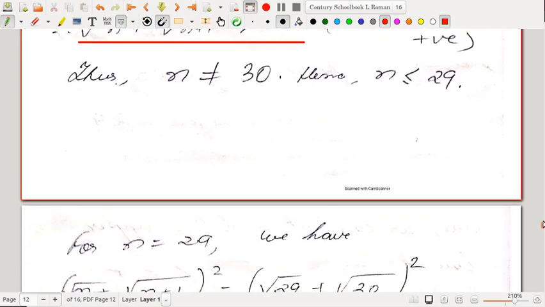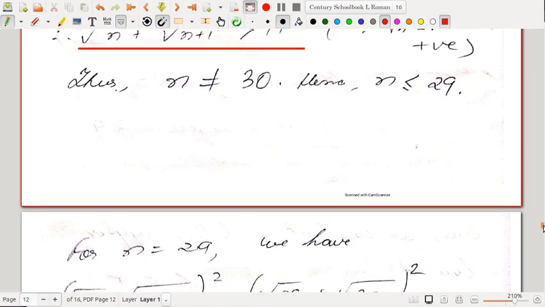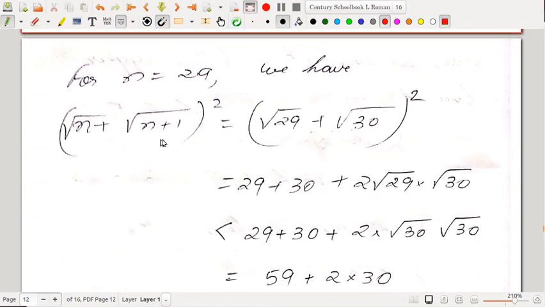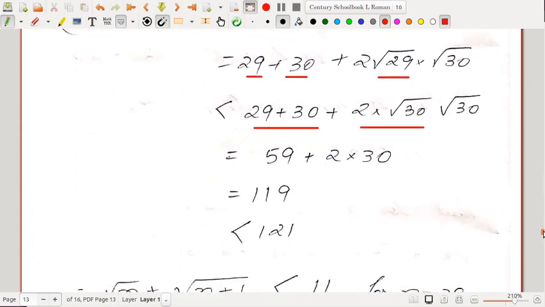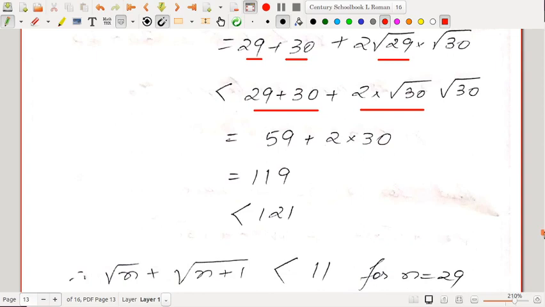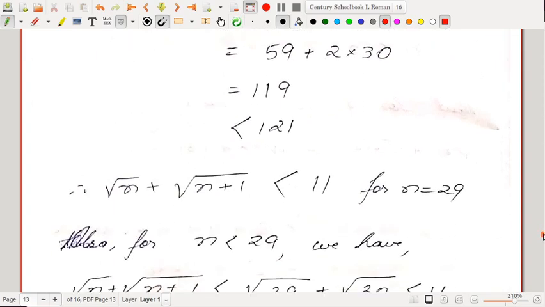Now let us see whether for 29 this sum is less than 11 or not. For n equal to 29, we have root 29 plus root 30 whole square, which can be written as 29 plus 30 plus 2 into root 29 into root 30. And since root 29 is less than root 30, we can replace, so the whole quantity will be strictly less than this. But what is this quantity? It's actually 119, which is strictly less than 121. That means for n equal to 29, this sum is less than 11.